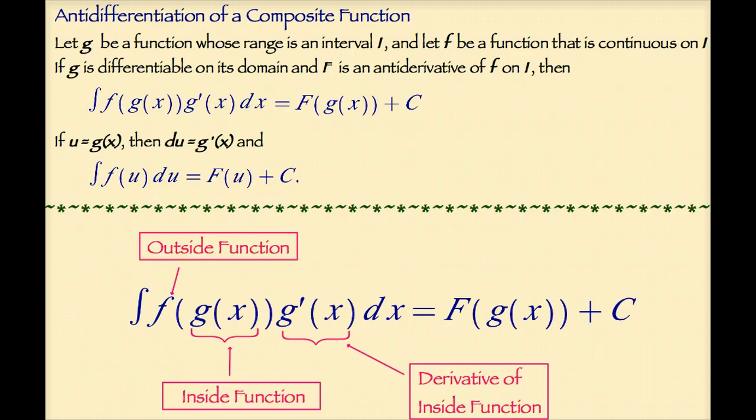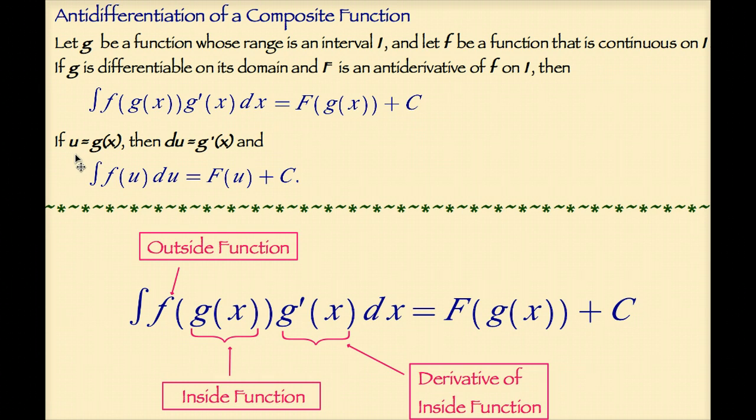Antidifferentiation of a composite function. Let g be a function whose range is an interval I, and let f be a function that is continuous on I. If g is differentiable on its domain, and uppercase F is an antiderivative of lowercase f on I, then the integral of f of g of x, g prime of x dx is equal to uppercase F of g of x, plus C.